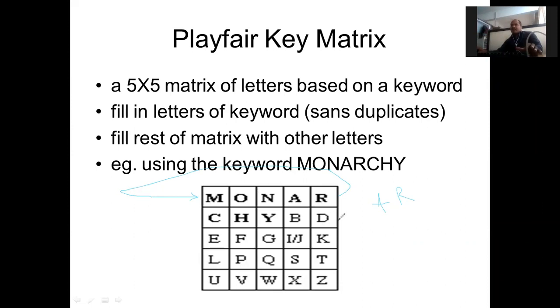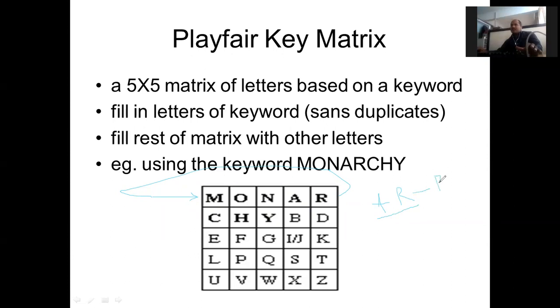After the D, again C will come here. Again for the K, the E comes. Again for the T, the L comes. Again for the Z, the U comes here. So I need to write these plaintext characters. These are the plaintext characters.